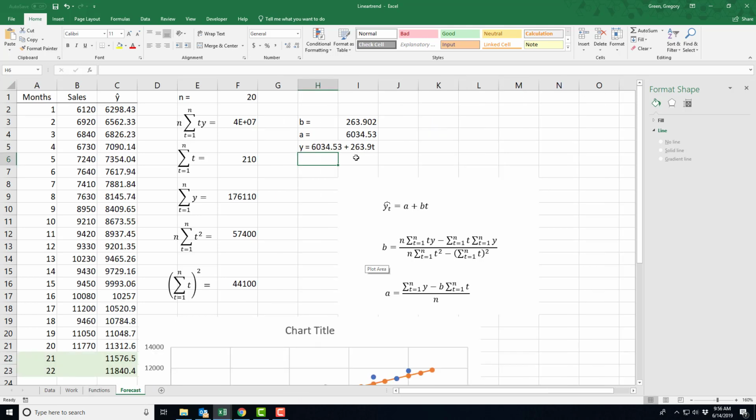So let's think for that: an intercept of 6,034.53 and a slope of 263.9. So it looks like, if you read what this says, every time period I would forecast my sales increasing by 263.9 units, or essentially 264 units. So that's my forecast.